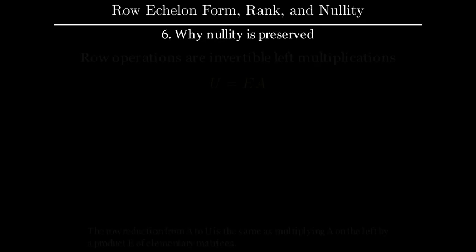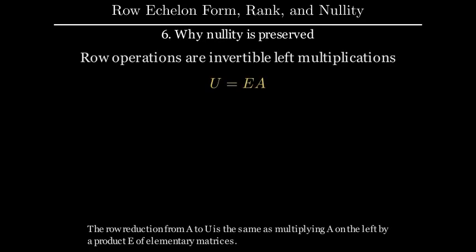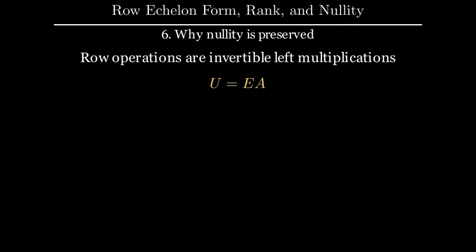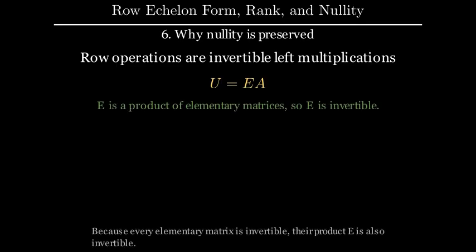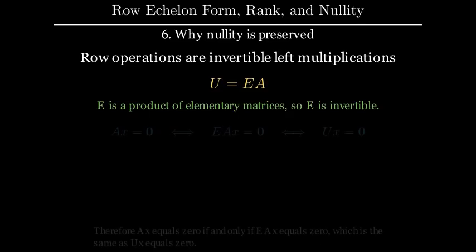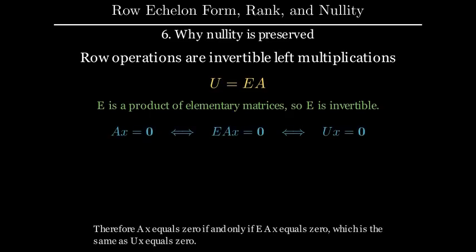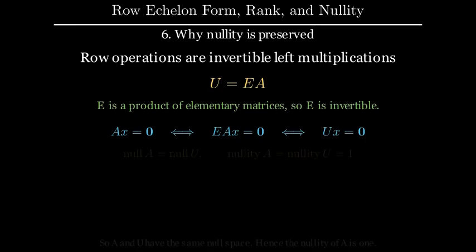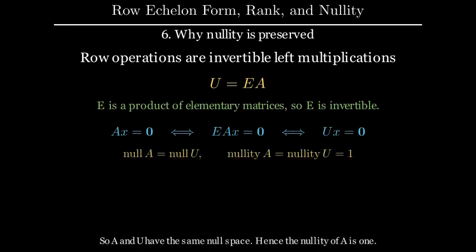The row reduction from A to U is the same as multiplying A on the left by a product E of elementary matrices. Because every elementary matrix is invertible, their product E is also invertible. Therefore AX equals 0 if and only if EAX equals 0, which is the same as UX equals 0. So A and U have the same null space. Hence the nullity of A is 1.